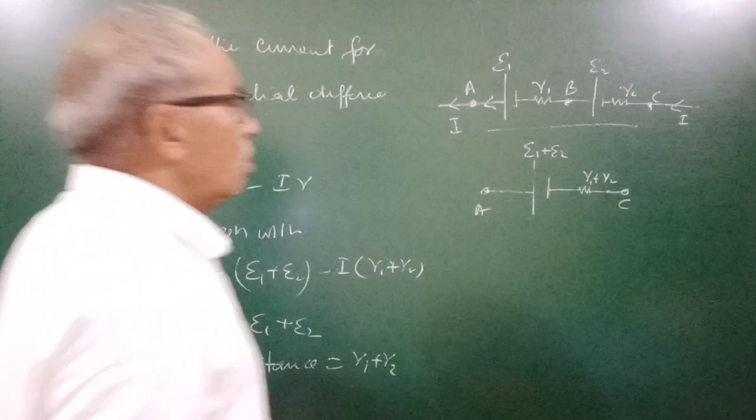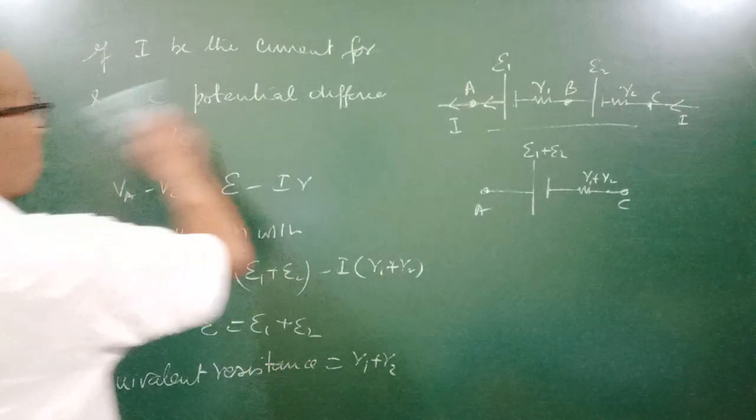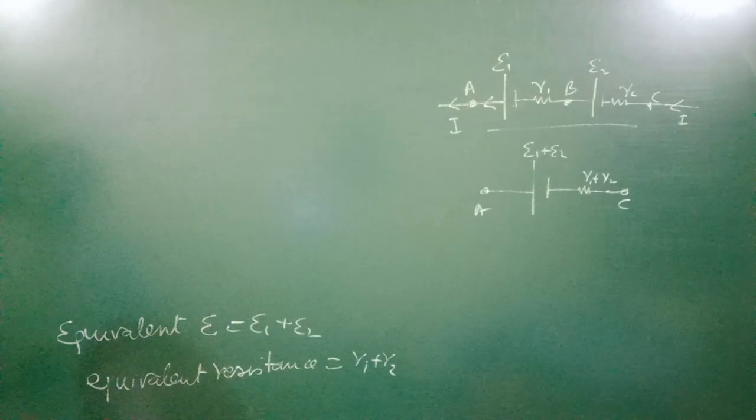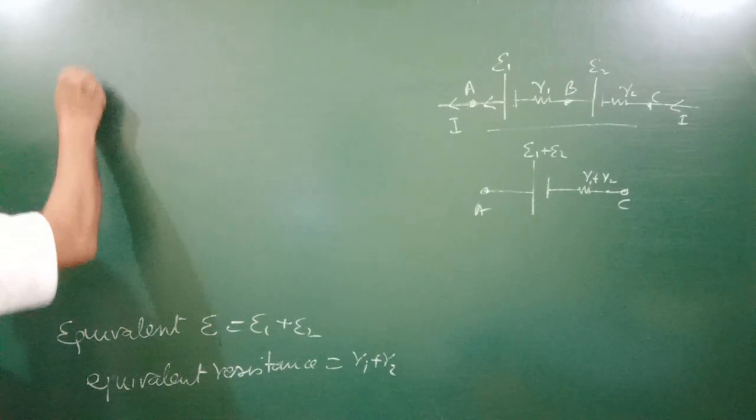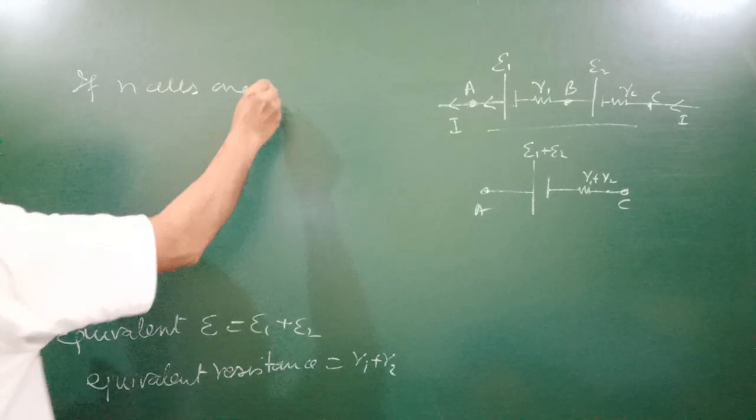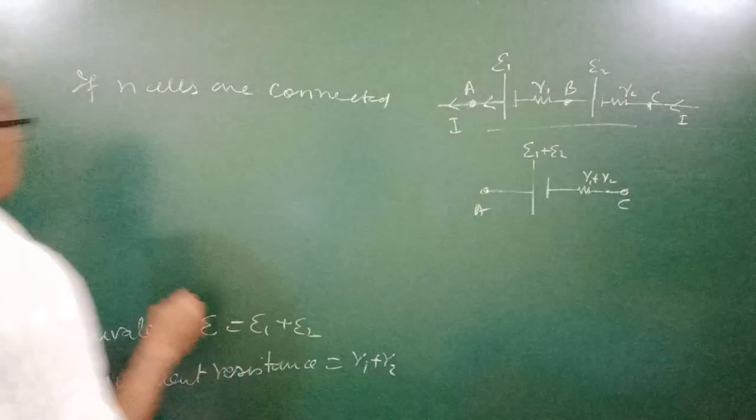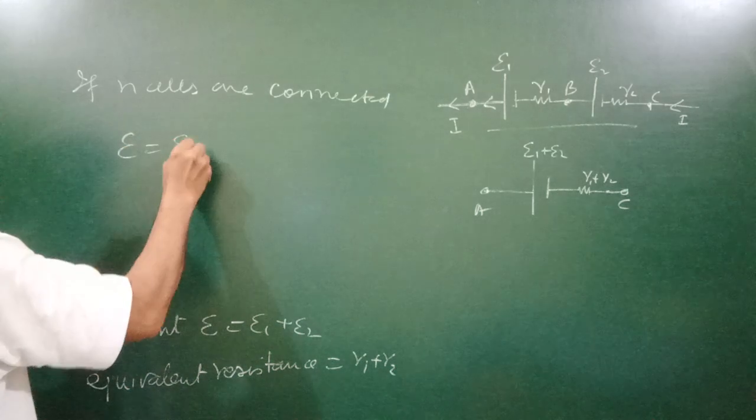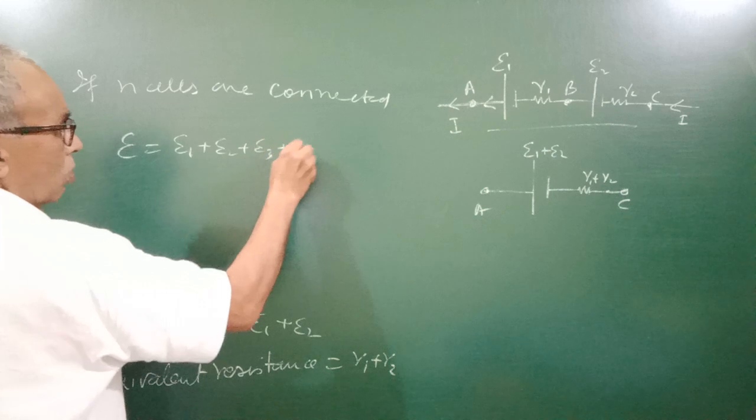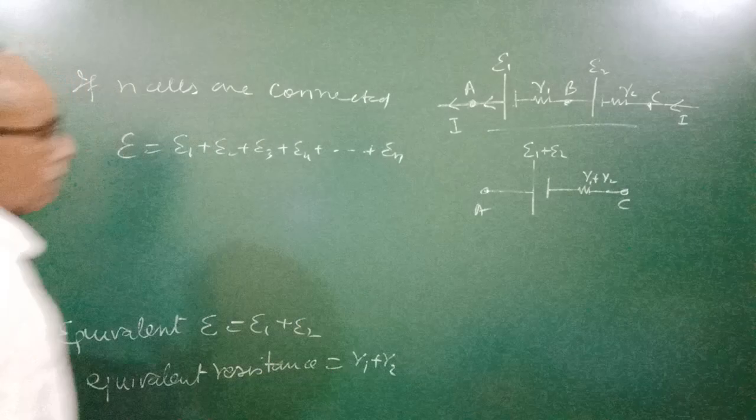That is the aim. So if we connect n unidentical cells in series, then E equals E1 plus E2 plus E3 plus E4 and so on, up to all the cells. The sum of all their EMFs will be the total EMF.